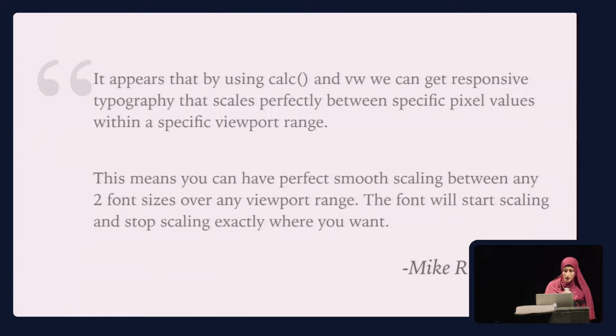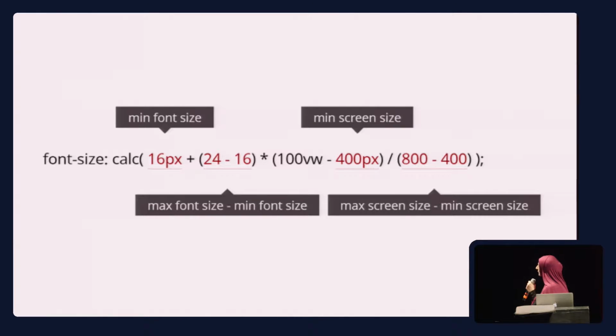It appears that by using calc and viewport width, we can get responsive typography that scales perfectly between specific pixel values within a specific viewport range. This means that you can have perfect smooth scaling between any 2 font sizes over any viewport range. The fonts will start scaling and stop scaling exactly where you want. And this is the formula: minimum font size plus (maximum font size minus minimum font size) times (100vw minus minimum screen size where you want the scaling to stop), divided by (maximum screen size where you want the scaling to stop, minus minimum screen size). I have no idea how he came up with this.